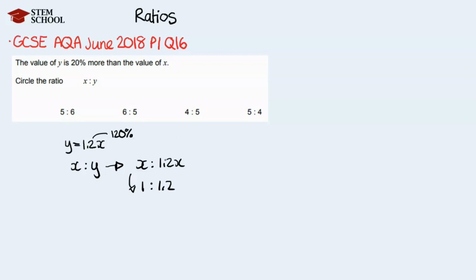From the left hand side, the x variable, we know the left hand side number will be the smaller number. So we can immediately cross out this option and this option. So we've got two options left. What we can do is multiply by different numbers to figure out which one of the options it is. Say we multiplied both sides by 5, what do we get? 1 times 5 is 5, and 1.2 times 5 is 6. So the correct answer is 5:6.